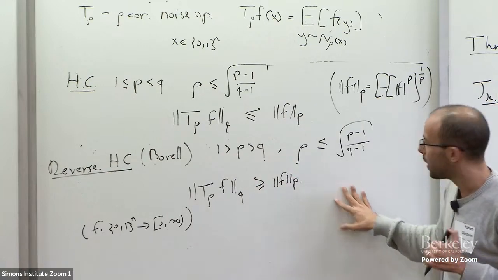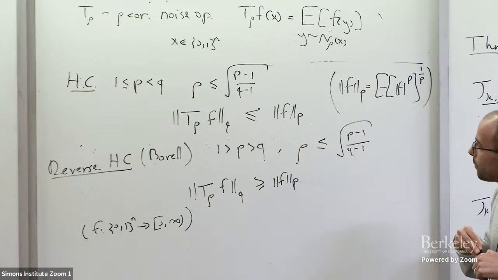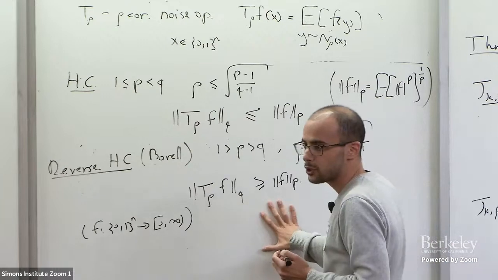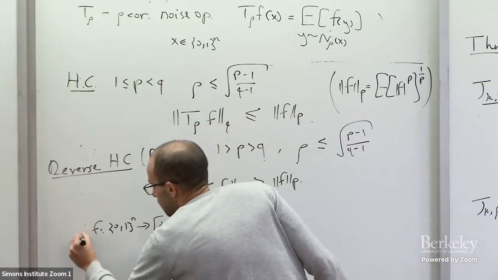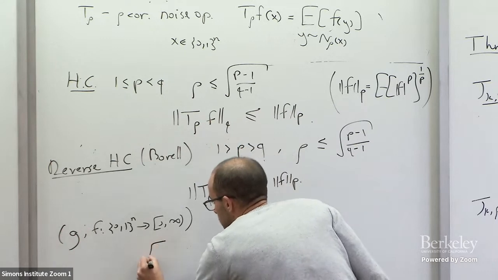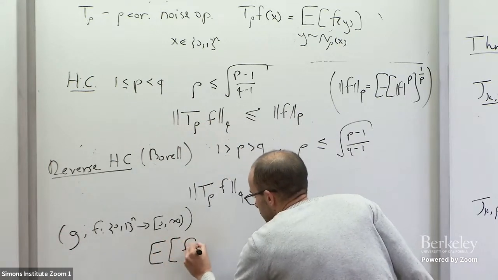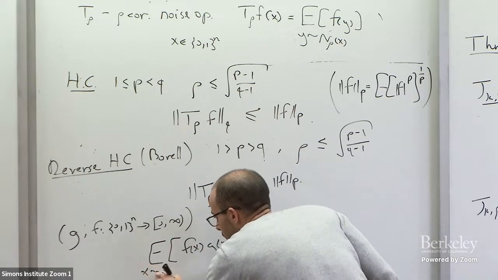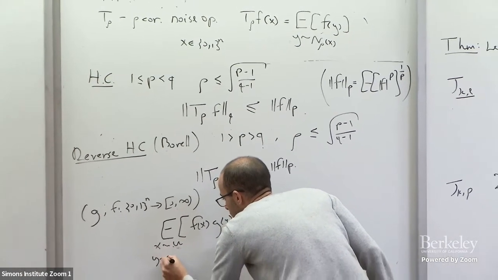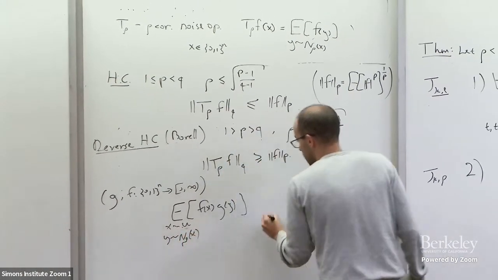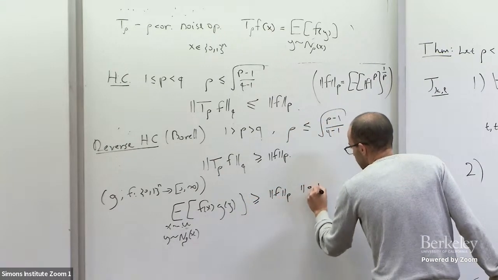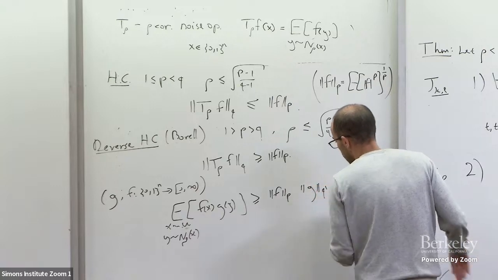However, this seems quite abstract, and it actually has an equivalent two-function version that is much easier to understand and to see how this theorem came about. The two-function version says that for every f and g, if we look at the expectation of f(x) and g(y), where x is uniform over the Boolean hypercube and y is noised up, this expectation is greater or equal to the p-th norm of f times the Hölder conjugate norm q prime of g.